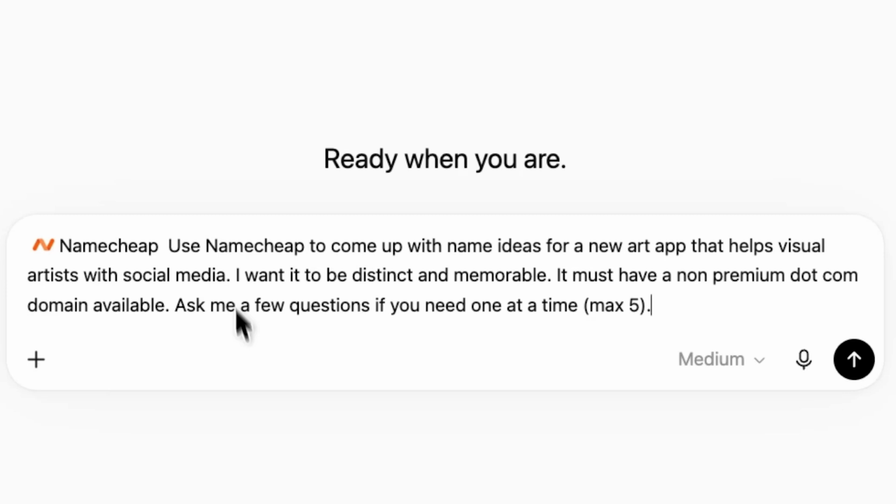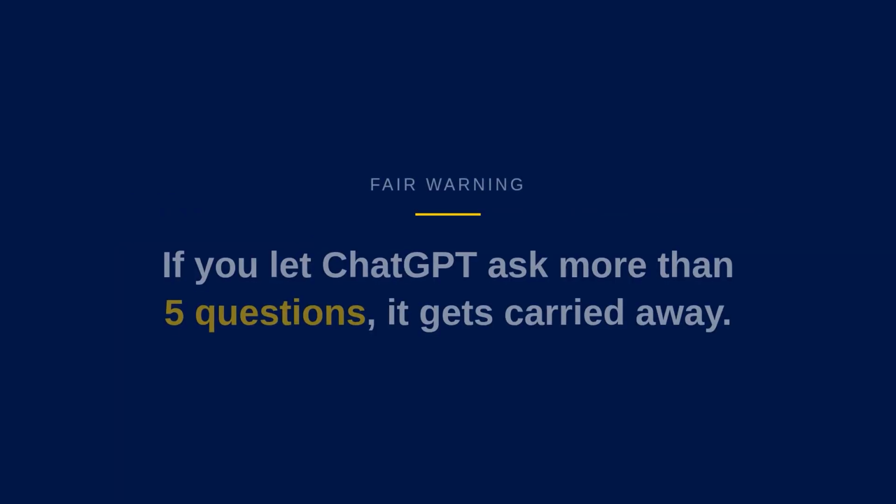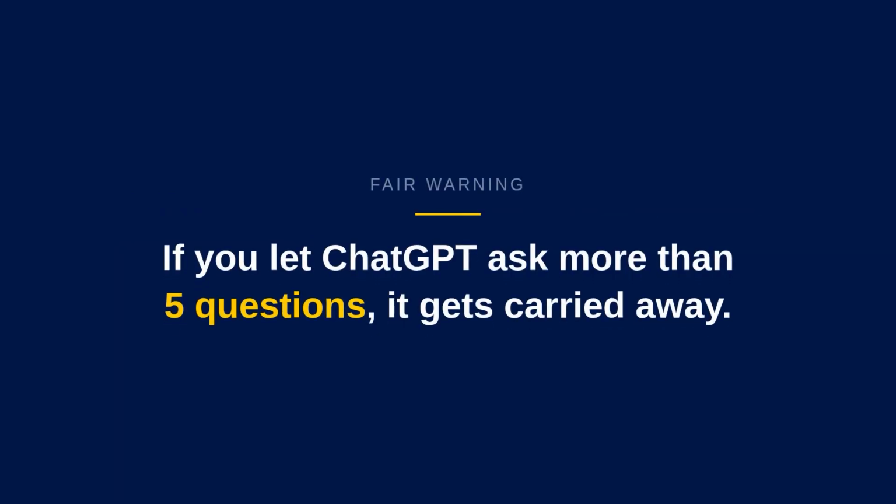So my prompt's going to be, use Namecheap to come up with name ideas for a new art app that helps visual artists with social media. I want it to be distinct and memorable. It must have a non-premium .com domain available. Ask me a few questions if you need, one at a time, maximum of 5. Notice I've said .com only and only non-premium domains, and I'm being very specific. And a quick warning, if you let ChatGPT ask you more than 5 questions, it gets really carried away.